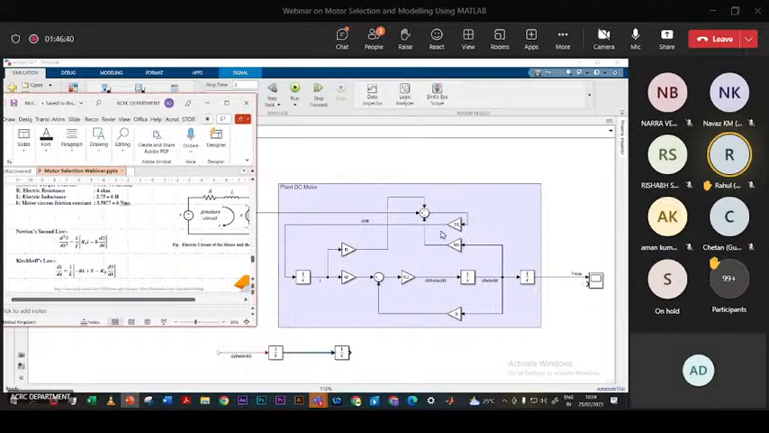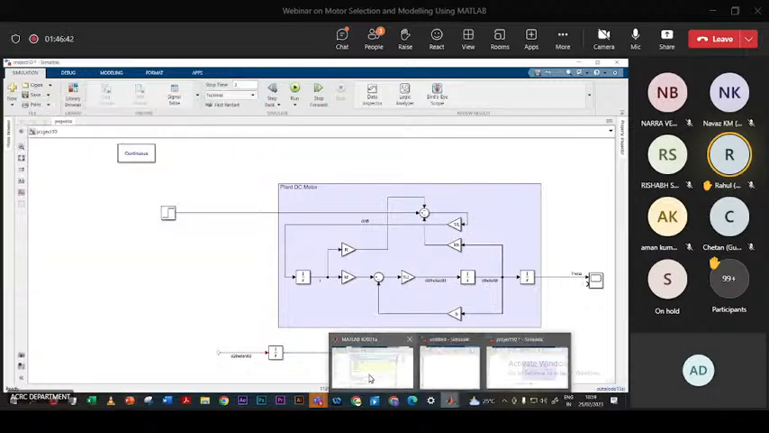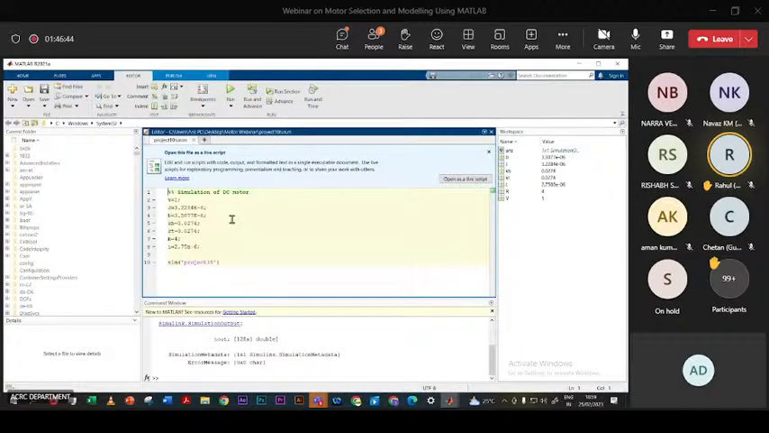Okay, and then I have gone to my MATLAB workspace. I have given the different values for the j, b, kb, kt, r, and l. So I run my project. I will run here.